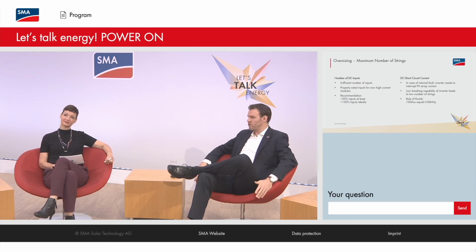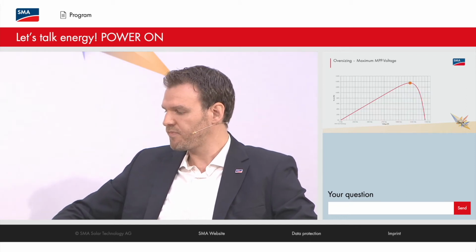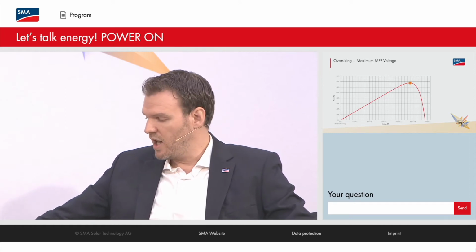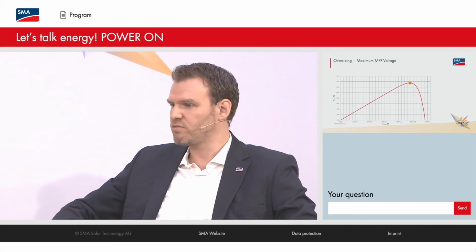And you usually see that rating on a data sheet. If you don't see it, you should definitely ask for this. As a rule of thumb, you can roughly say you have a 100 amp short circuit rating. This equals a 100 kilowatt peak of PV array. The last one, which is more difficult to see, but it's very important because that's related to reliability.